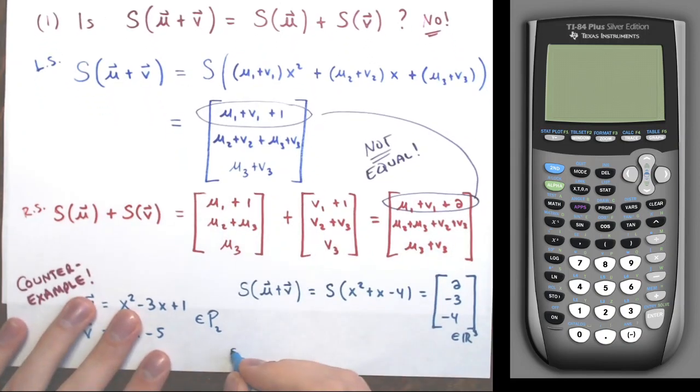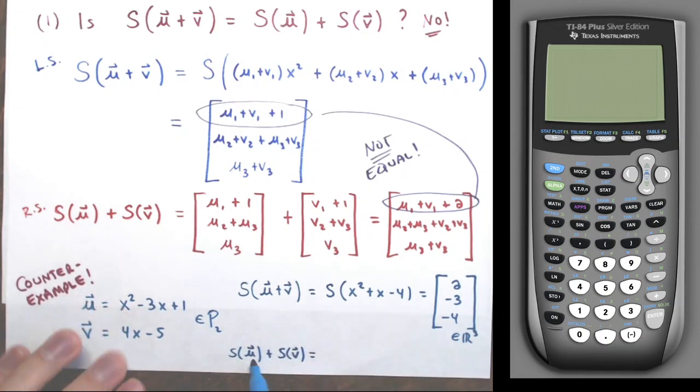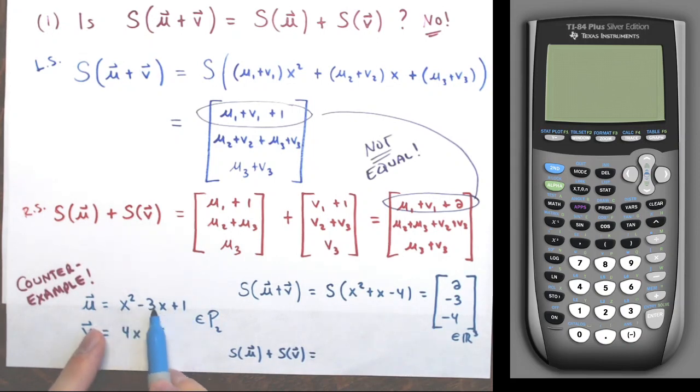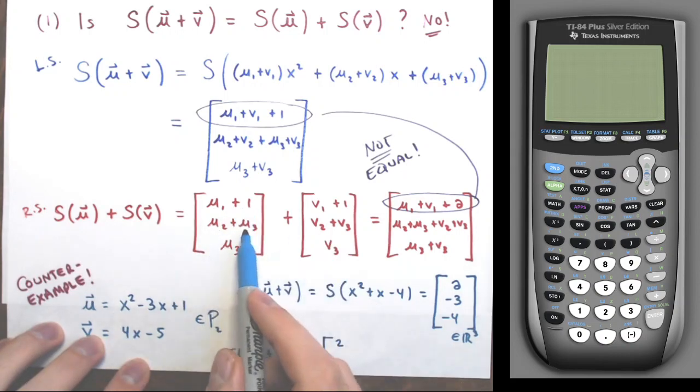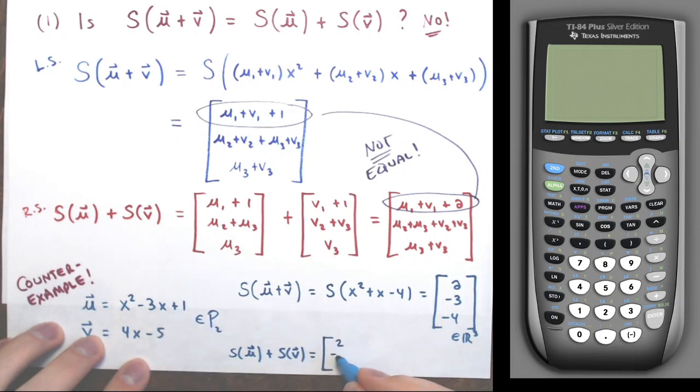And now let's look at S of u plus S of v. Now S of u is just for this polynomial, x squared minus 3x plus 1. So A is 1, B is negative 3, C is 1. If I apply that rule to it, it would be 1 plus 1 for the first component, 2. Then B plus C, negative 3 plus 1, negative 2 for the second component, and then C for the third component. So there's S of u: 2, negative 2, 1 from R3.